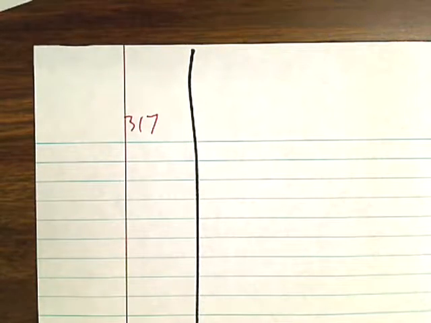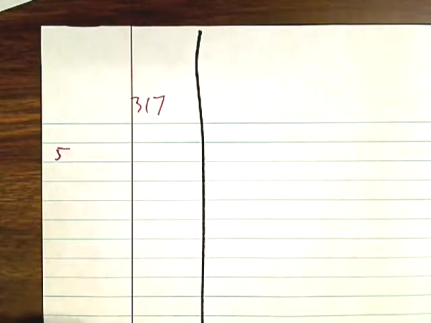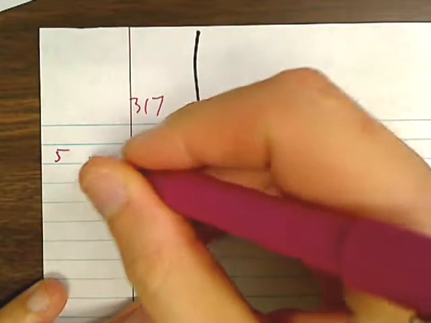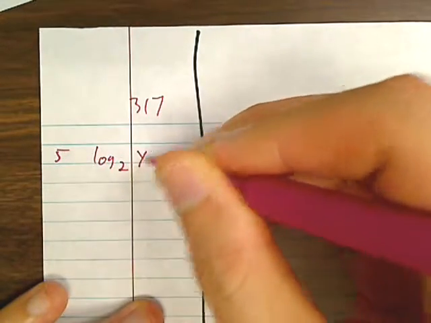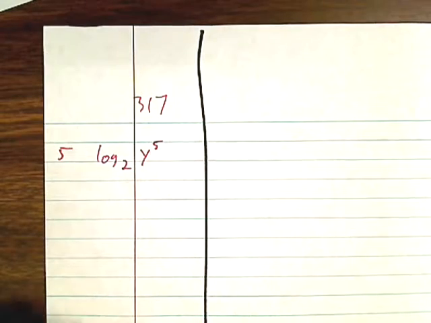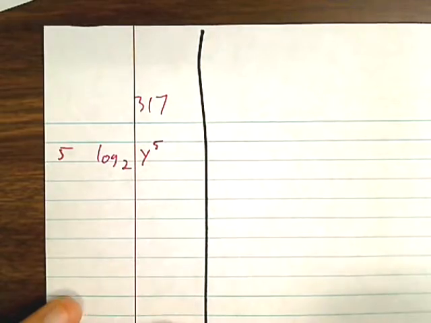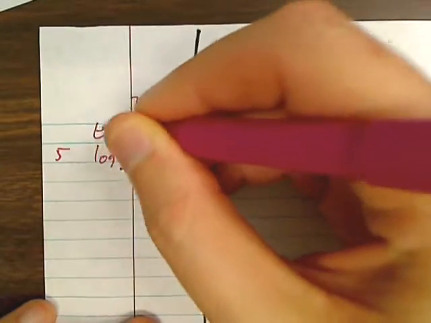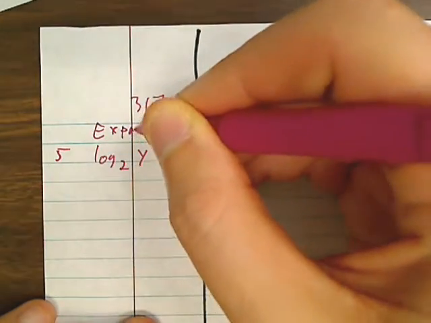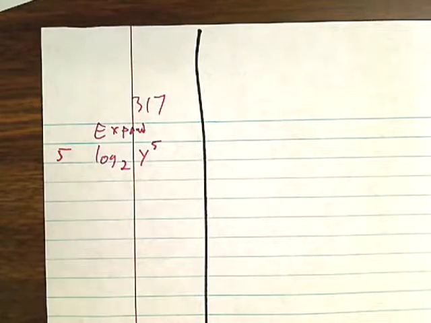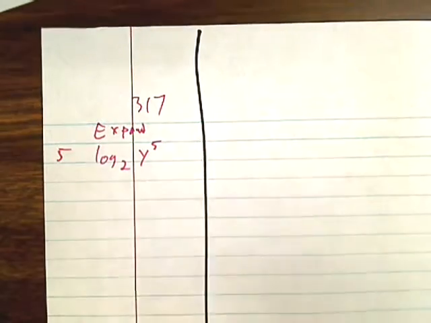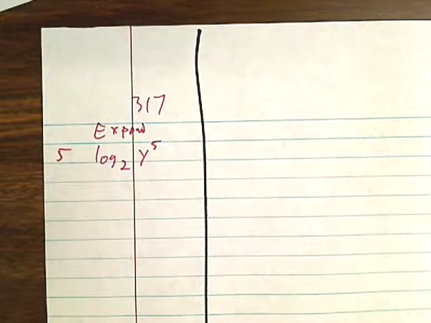Okay, let's start with number 5. Log base 2 of y to the 5th power. What does it say to do? Is it a sum or difference or multiple? Basically, the instructions are expand, as I said on the other page. Go ahead and try to expand that out. You can ignore the base here. Just copy that base. Go ahead and try that.